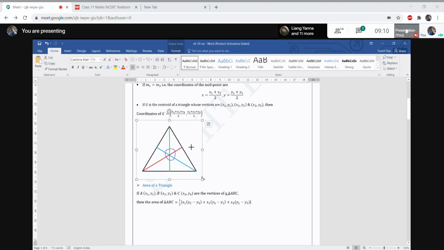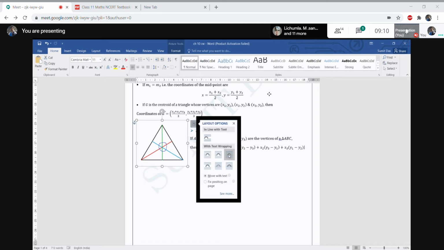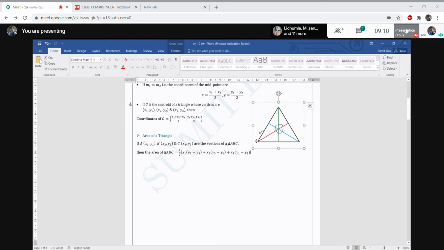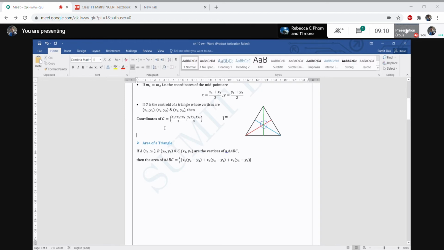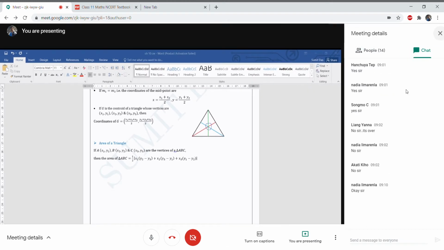This is the centroid. In a triangle you can see that at this point all the medians intersect. So this point is known as the centroid. If the coordinates of the three vertices are given, we can find out the centroid coordinates.